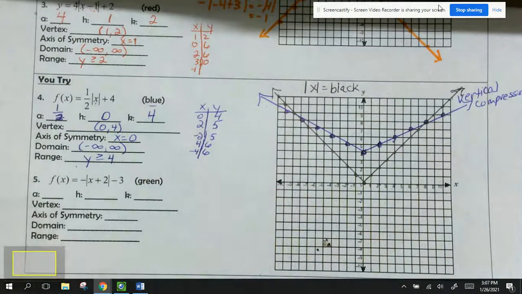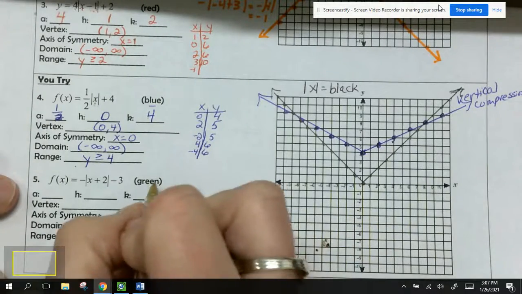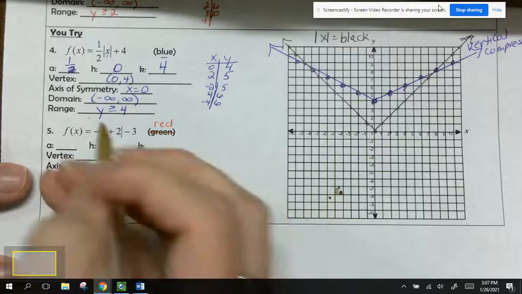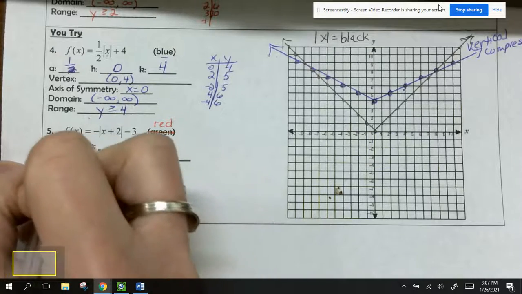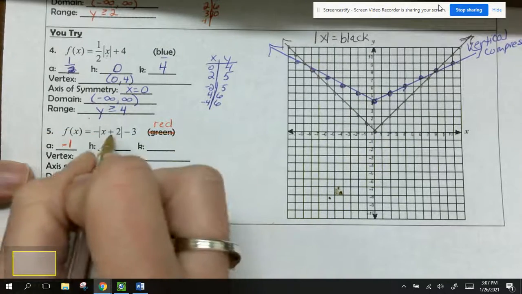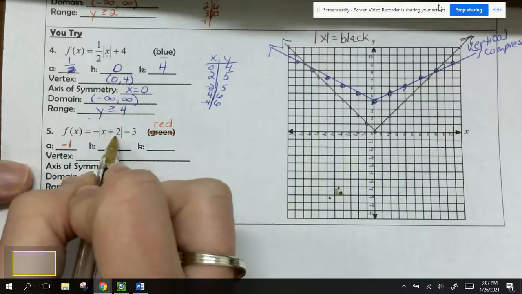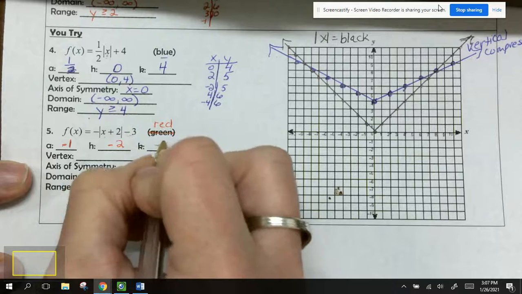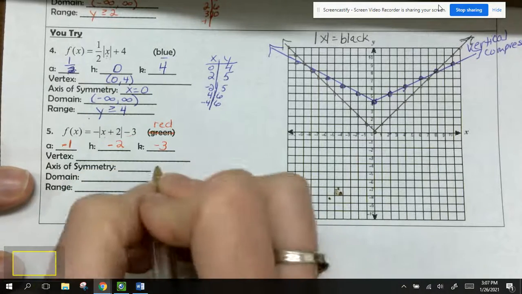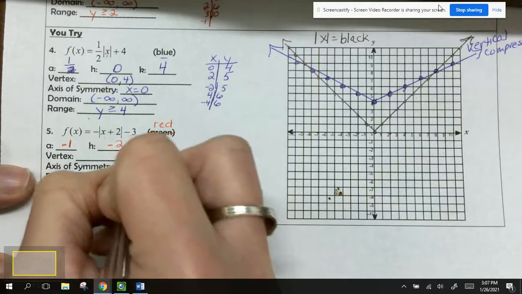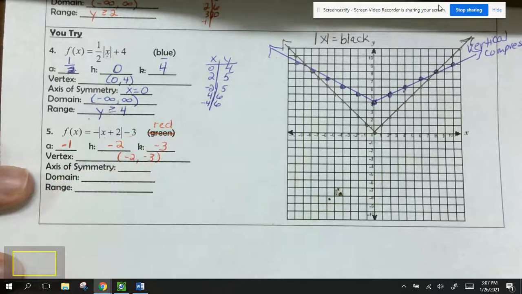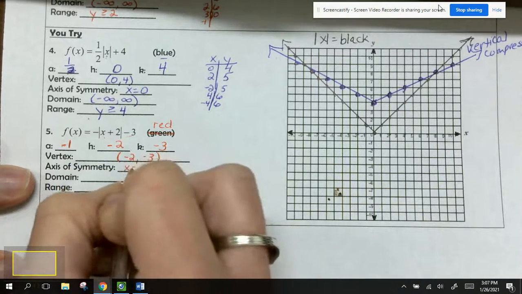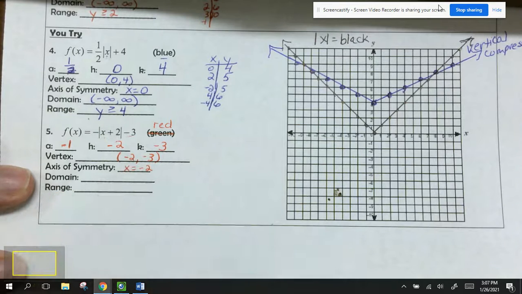All right. Now down here, this says to do it in green. I don't have a green, so I'm going to use red. Okay, I'm going to use red. All right, a is negative 1. h, that's in here. Remember, it's x minus h, so you should have gotten negative 2 there. And then the k is also negative 3. All right, the vertex is at hk, which is negative 2, negative 3. The axis of symmetry is x equals h, which is negative 2.